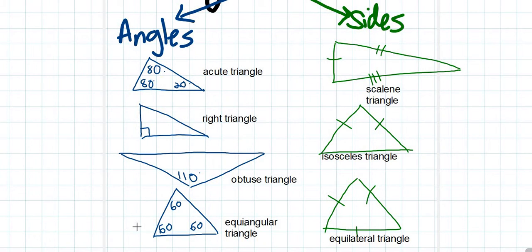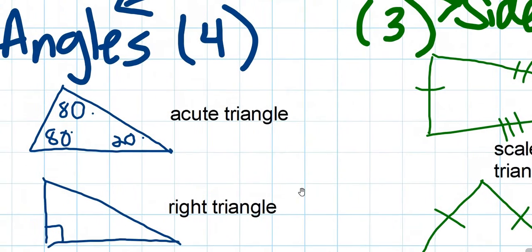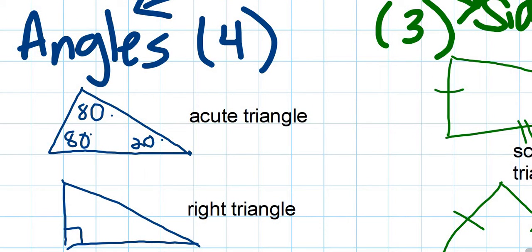So there's 7 different types of triangles. There's 4 different ones classified by angles and 3 different ones classified by sides. Now I'm going to explain each one. An acute triangle is when all the angles are less than 90 degrees. So all the angles less than 90 degrees. That's an acute triangle.